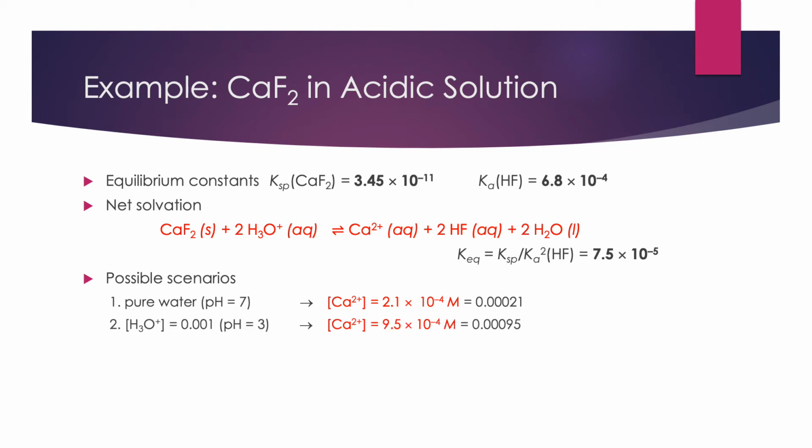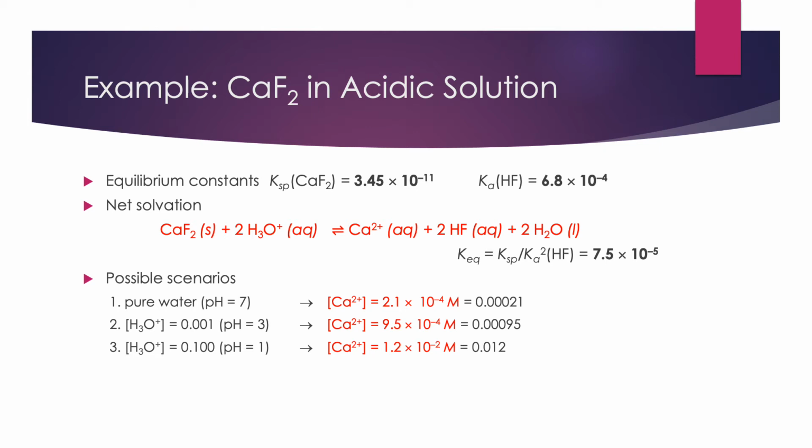All right. If we were to create an acidic solution with a pH of 3, so the hydronium ion concentration is 0.001, well, now we see that the calcium ion concentration actually increases from 2.1 times 10 to the minus 4 to 9.5 times 10 to the minus 4. All right, so we have increased the amount of calcium ions appearing in solution, which means we've dissolved more of the calcium fluoride. If we increase the acidity still further to a pH of 1, we can see that now the calcium ions that appear in solution is 1.2 times 10 to the minus 2.